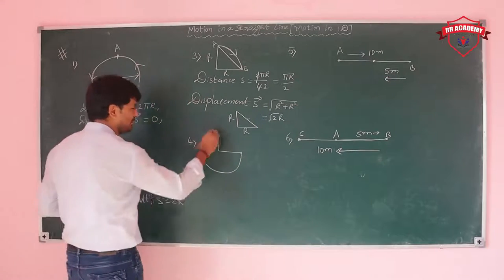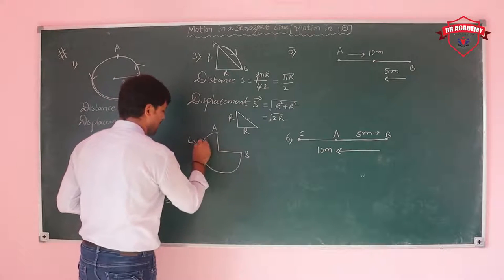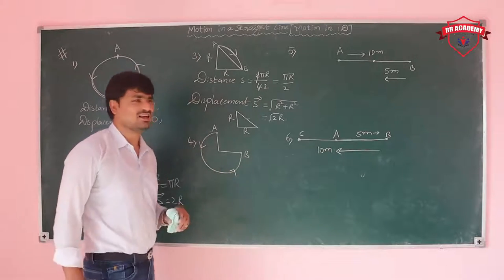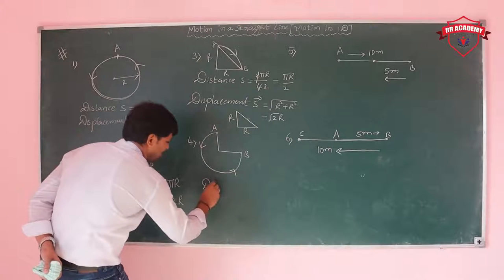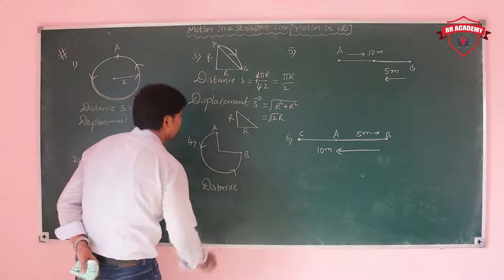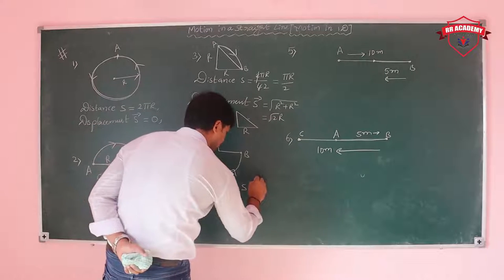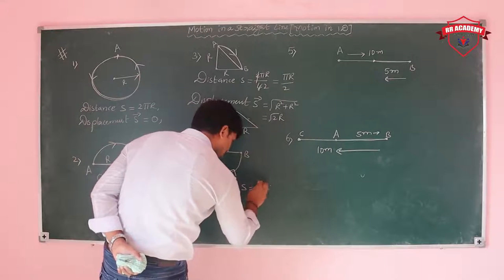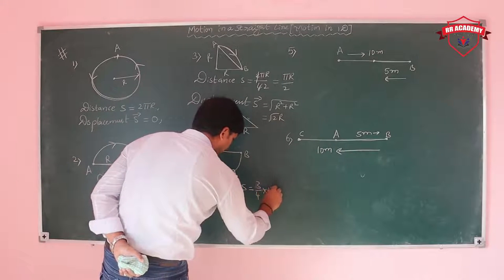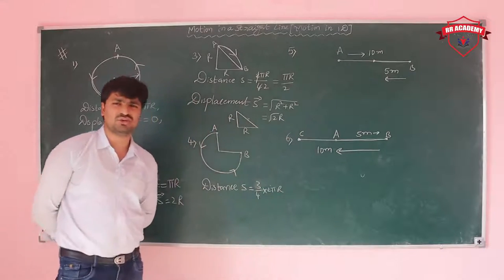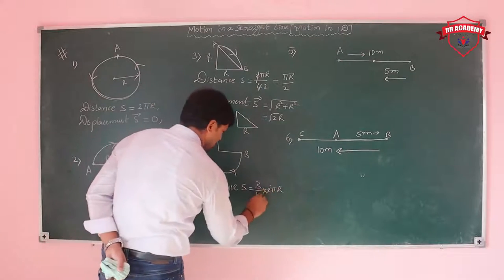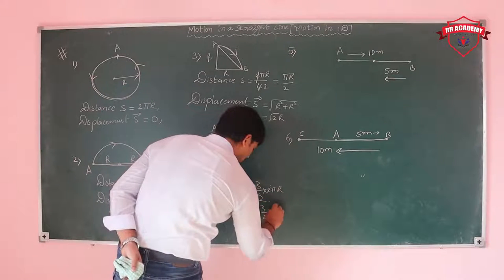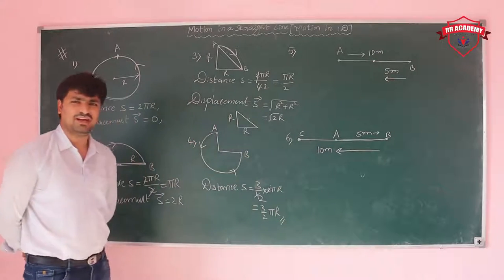Let's see one more example. The particle starts from A and comes up to B by this path. Here we can view 3/4 of the circumference of the circle. So distance S is equal to 3/4 into 2 pi r, 3/4 of the circumference. So how much distance are you getting? The distance goes to simply 3/2 pi r.